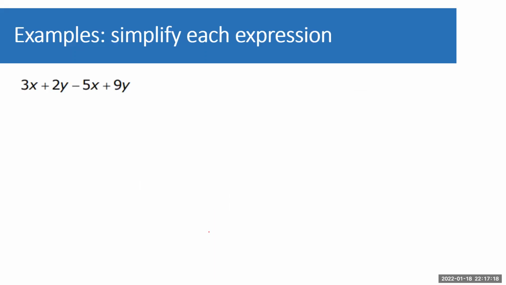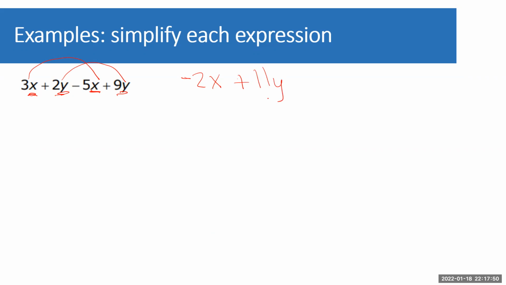Let's get some practice and simplify each expression. We have 3x plus 2y minus 5x plus 9y. So here we see that we have x terms and we have y terms. So we can combine these and we can combine these. So 3x minus 5x is going to give us negative 2x. And 2y plus 9y is going to give us 11y.